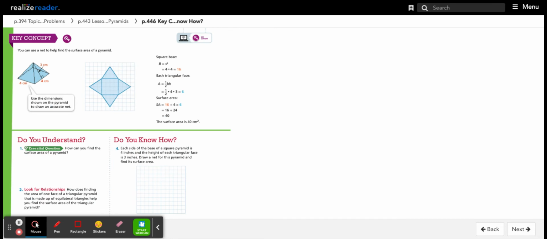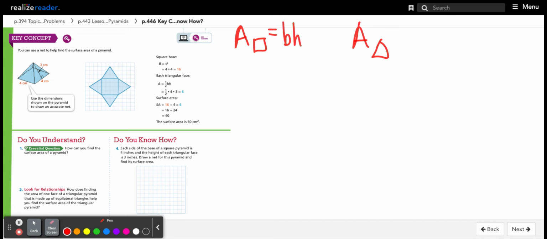So now let's look at this net of the square pyramid. If we look at the net, we see the square base, so we'll have to find the area of the square. And then we see 4 triangular sides, so we'll have to find the area of the triangles. So the area of a square is base times height. Area of a triangle, base times height, divided by 2. You should be writing this in your notebook.